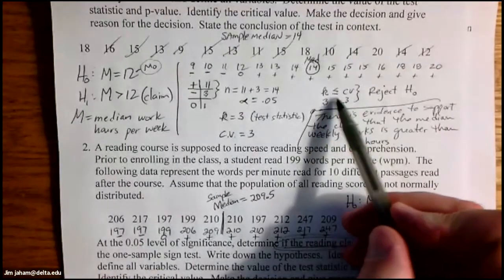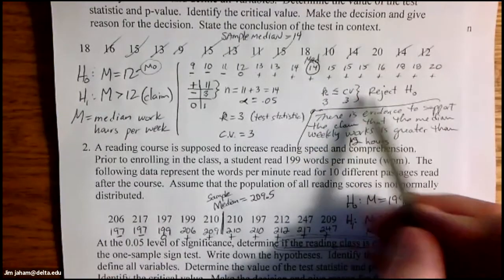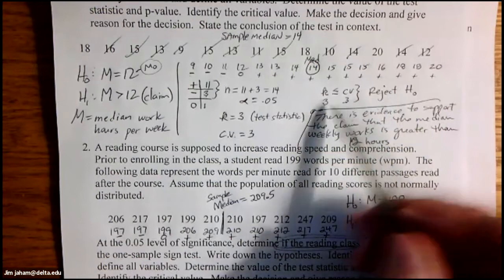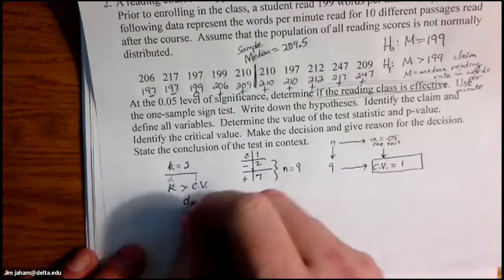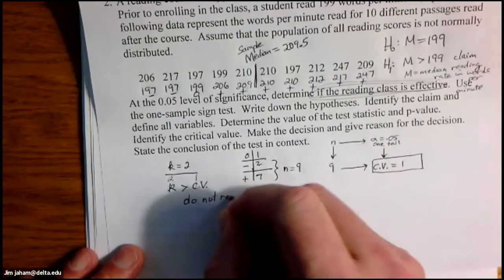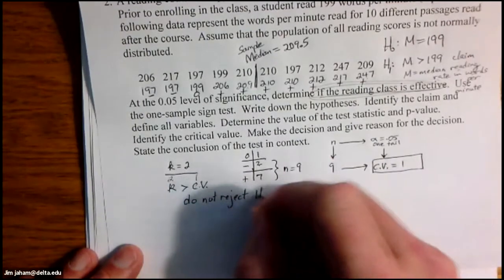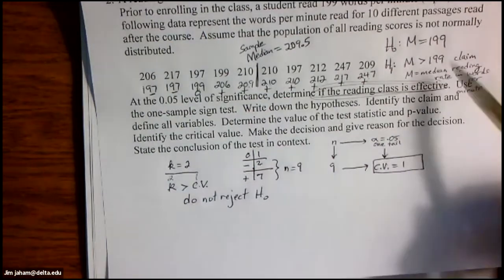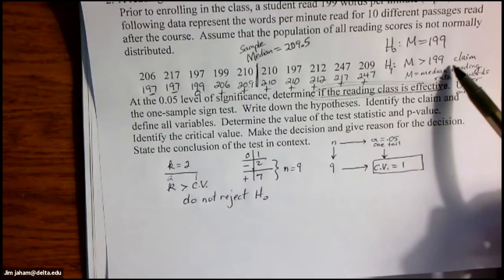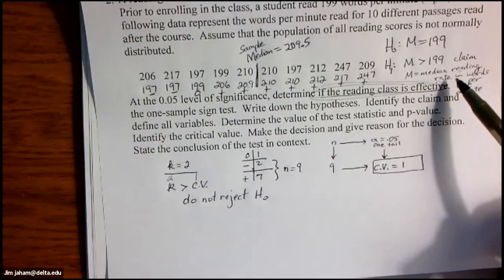And if k is less than or equal to the critical value, we reject. But if k is greater than the critical value, we do the opposite. Do not reject the null hypothesis. And if we're not going to reject, we're not going to have evidence to support the claim that the test is effective on average.